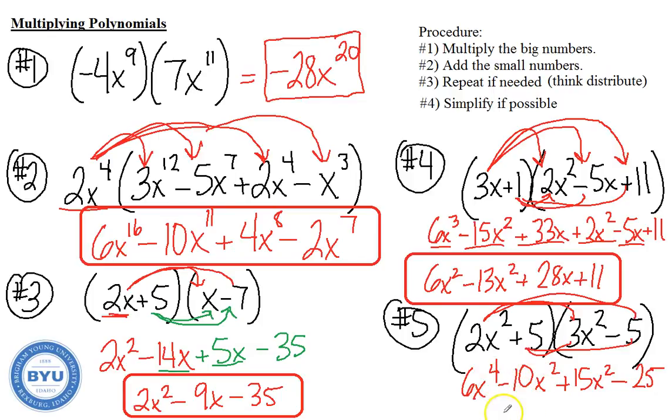Last, combine our middle terms here. I get x to the 4th, negative 10 plus 5x squared. That's plus 5x squared minus 25. Again, ran out of a little room there, but hopefully you're able to see it and get the answer.